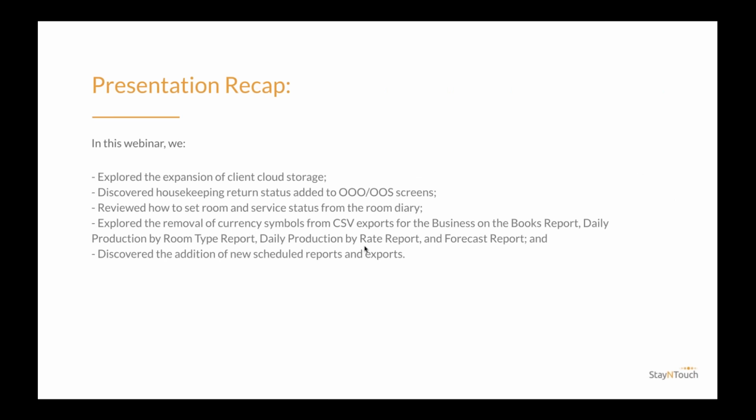All right. So today we explored the expansion of client cloud storage, reviewed how to set room and service status from the room diary, discovered housekeeping return status added to the out of order, out of service screens, explored the removal of currency symbols from CSV exports for the business on the books report, daily production by room type report, daily production by rate report, and forecast report. And then finally, we discovered the addition of new scheduled reports and exports.